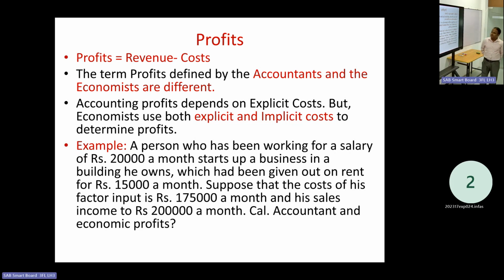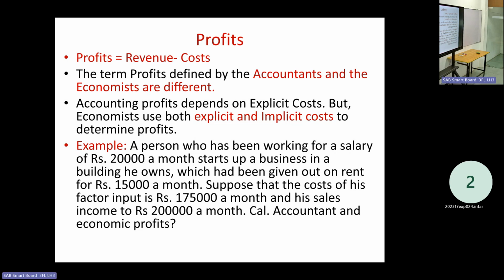So we have the monthly sales and the monthly expenditure given, so we prepare it for the month with the profits. The 25,000 minus the implicit cost, forgone rent and forgone salary, how much is it? That is 35,000. So there is no profit, there is a loss. Loss is 10,000.